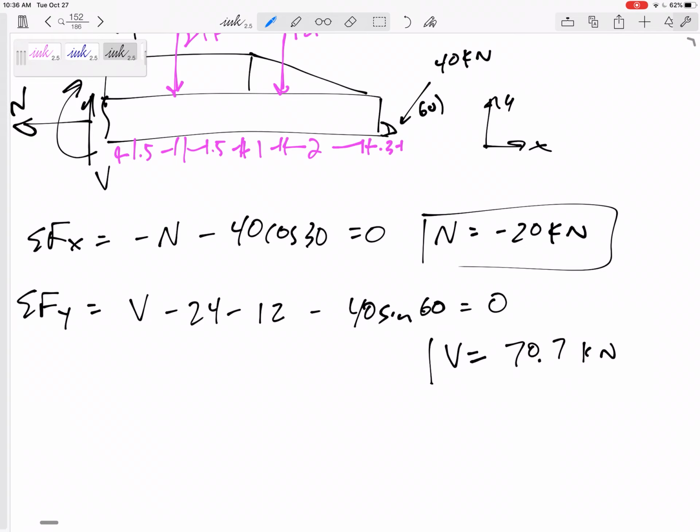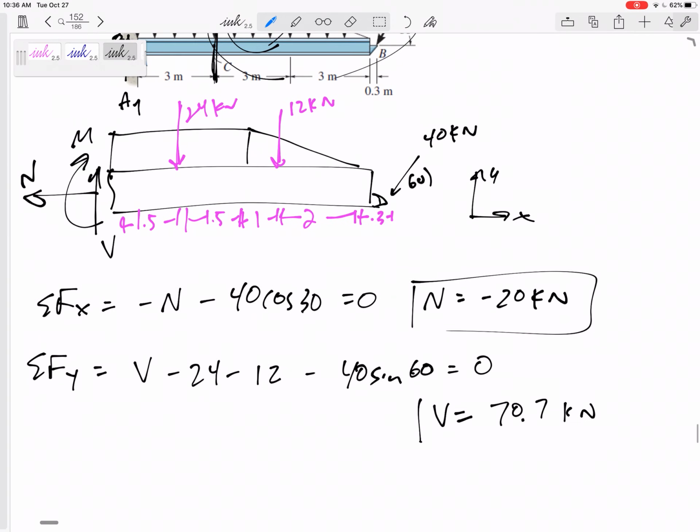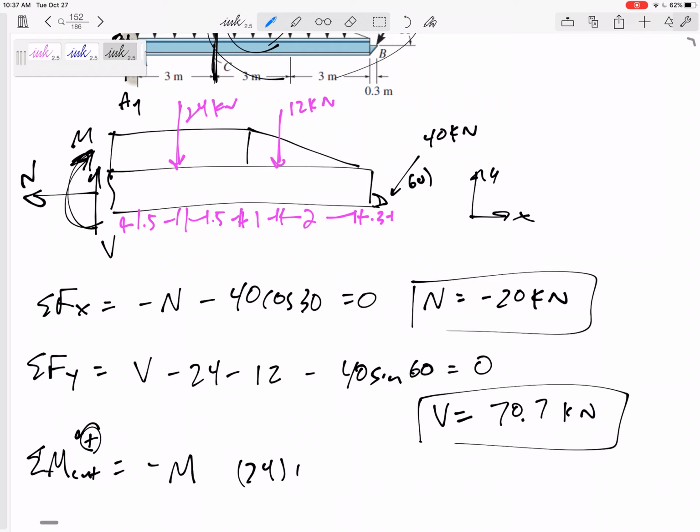And then summing the moments, I like to sum the moments about the cut. N goes straight through the cut, V goes straight through the cut, and I've got that negative M because I want to choose positive as counterclockwise, and this M is clockwise. And then 24 times 1.5, creating a negative moment. Also 12 times 3.4, creating a negative moment.